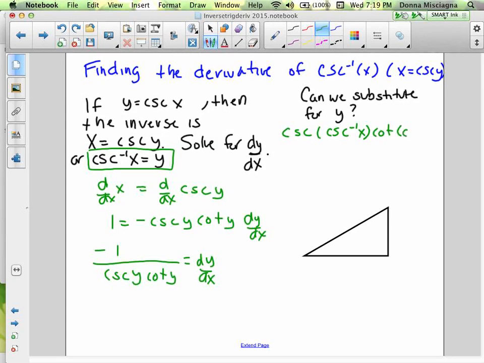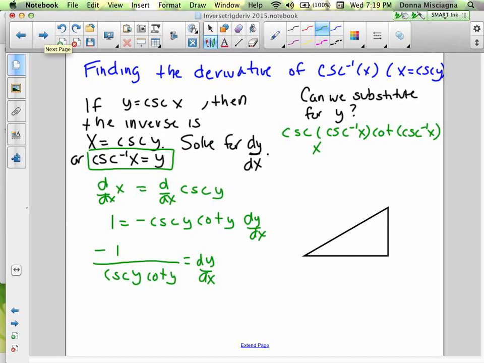Cotangent arc cosecant x. Arc cosecant and cosecant are inverses. They cancel each other out. That's an x. All right, that's looking good. All right, so now what do we do with cotangent and arc cosecant?